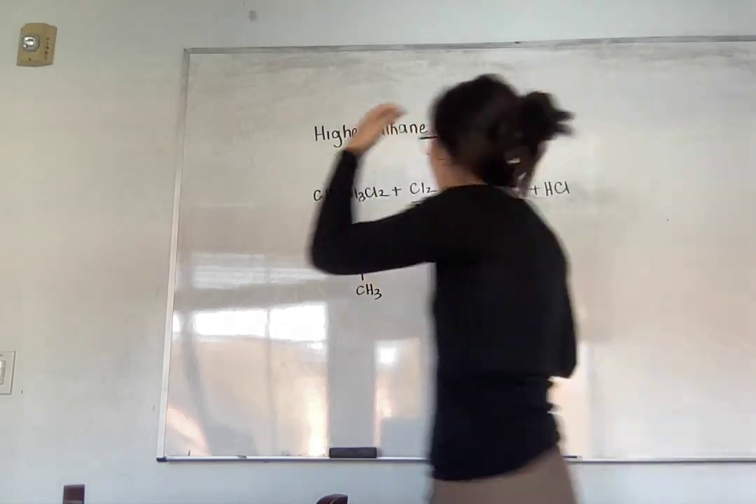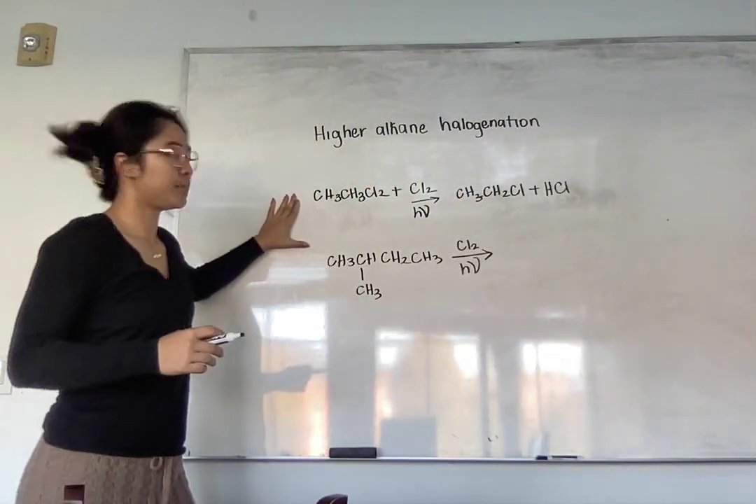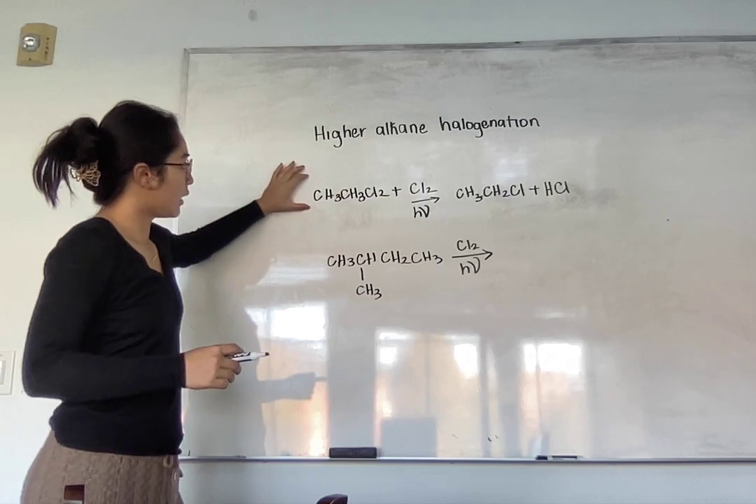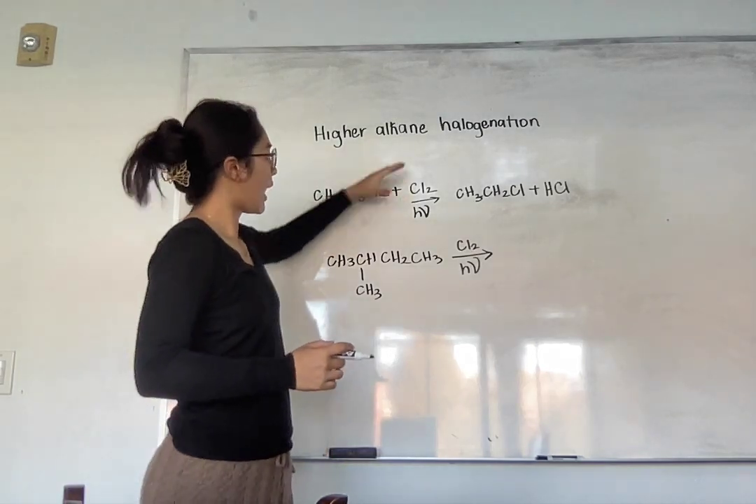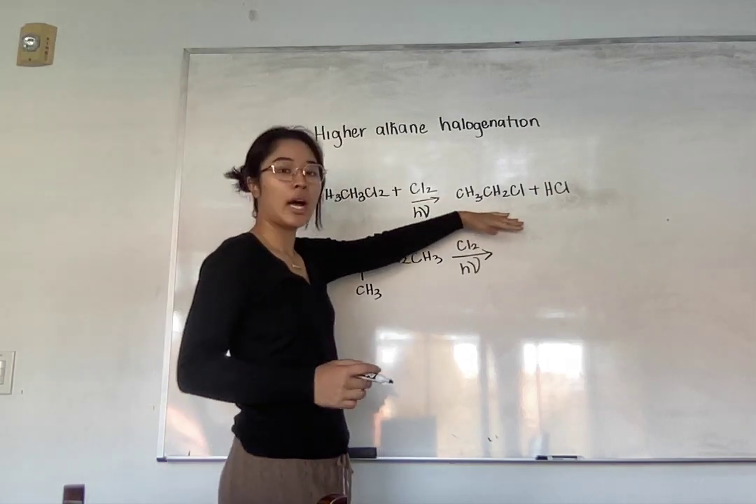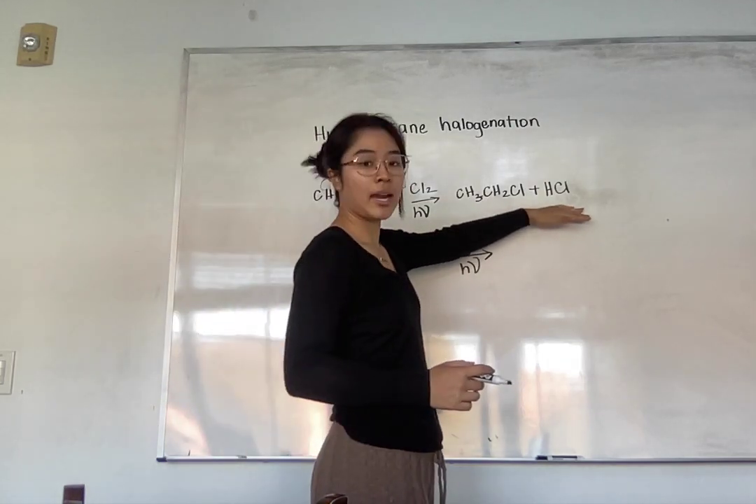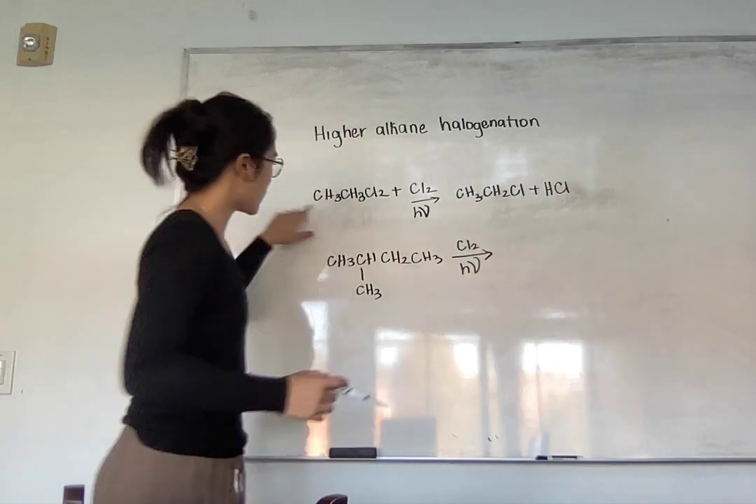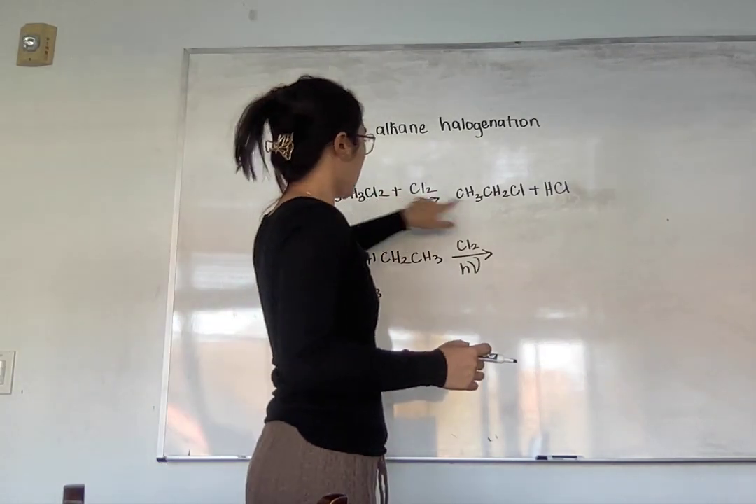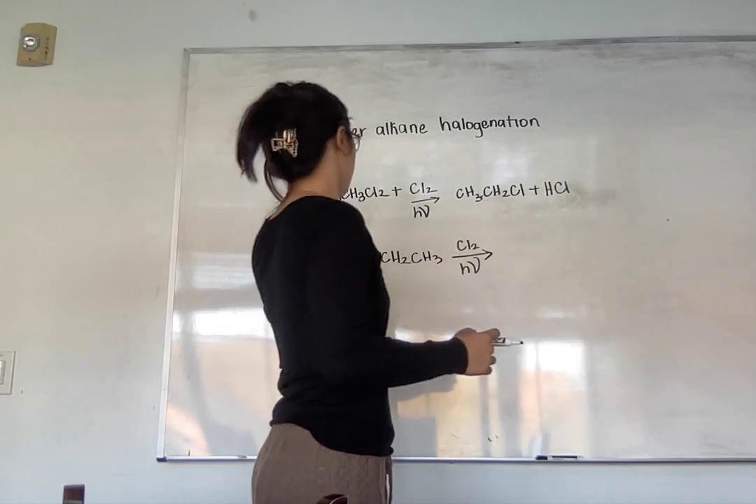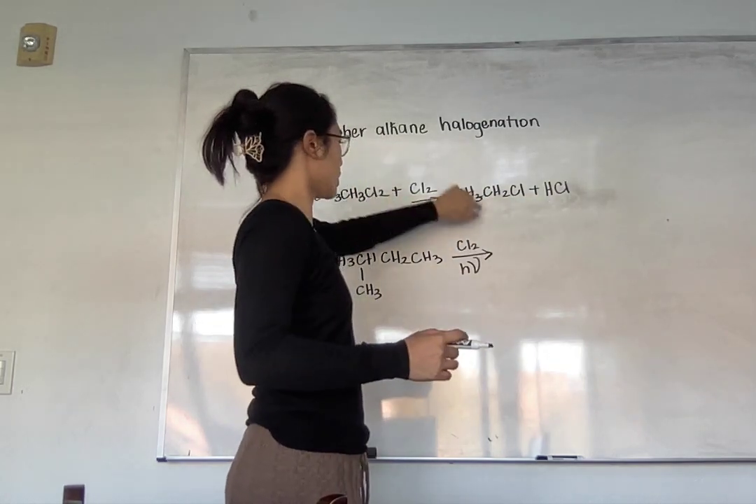So on the board, I have two problems. This one is a normal alkane plus a halogen yields an alkyl halide plus an acid. Basically, we took off a hydrogen from the CH3, took a chlorine, merged them together, and then merged this little section together too.